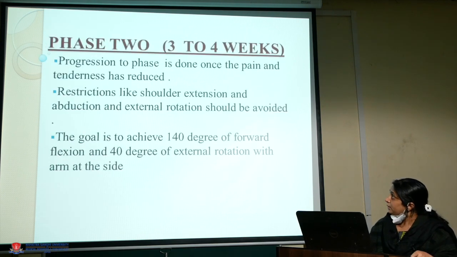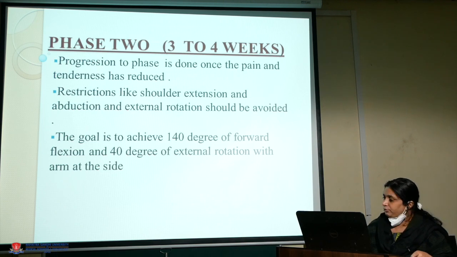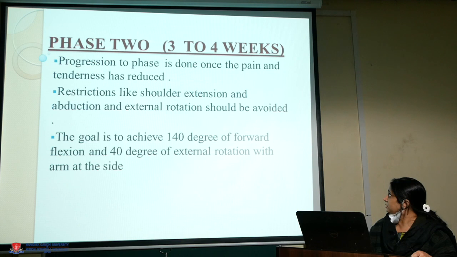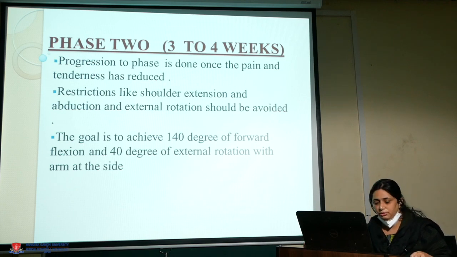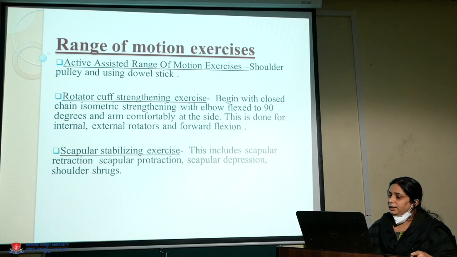Phase 2. Now phase 2 includes 3 to 4 weeks, and that is where progression is done, and once the pain and tenderness is reduced, the restrictions like shoulder extension and abduction, external rotation should be avoided. Again, the goal is to achieve 140 degrees of forward flexion and 40 degrees of external rotation with the arm by the side. Again, the range of motion exercises are implemented here with the active range of motion exercises.